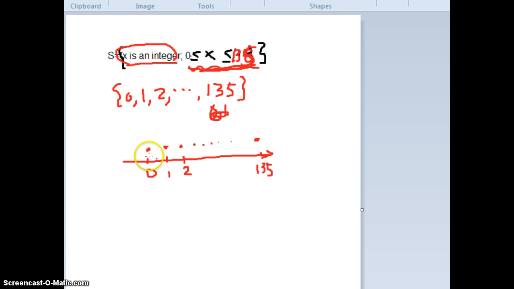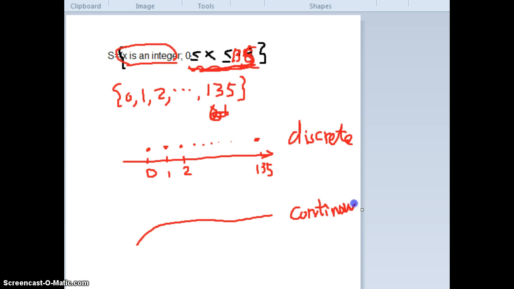Well, continuous, you won't have a gap between them. So if I draw a curve, this will be continuous. There's no gap on the line. So this is called discrete. And we can look at another example for continuous. So you can use the curve, those two pictures, to help you understand which one is discrete, and this one is continuous.